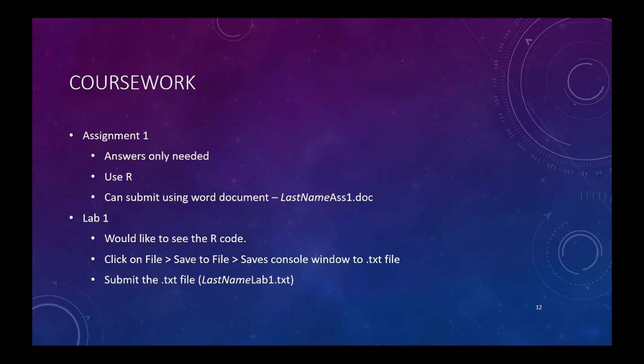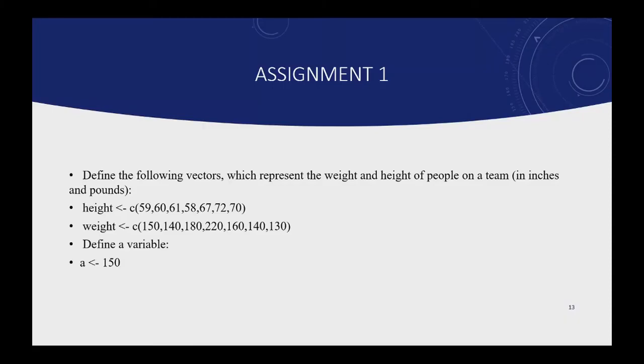Also, we're going to have lab 1. Now, lab 1 is going to push you a little bit and make you think. I do want to see the R code in this. In order to save R code, you can click on File, Save to File, and it's going to save it to a .txt file. It's going to basically take the console and dump it into a text file. Submit that text file. That's fine. If we can name these files that we're submitting with your last name in either assignment 1 or lab 1, that would be extremely helpful for me so I know what we're looking at.